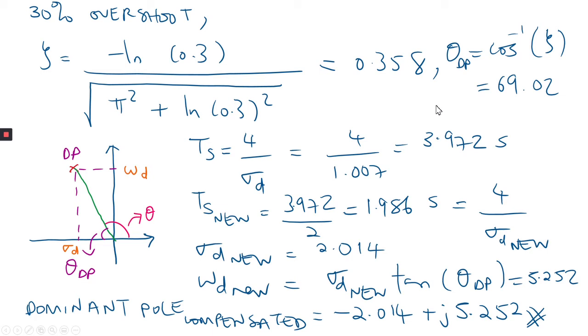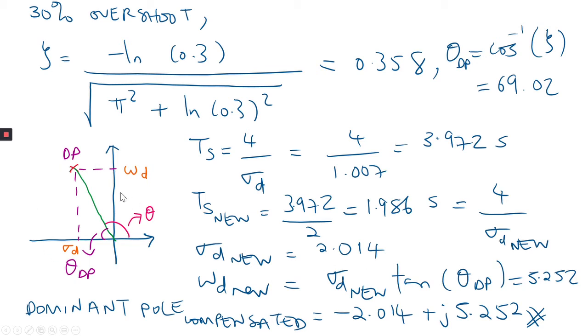And using the closed loop dominant poles, we can determine the uncompensated settling time, which is using this formula, and this is the real part of the uncompensated dominant pole. So we have 3.972 seconds. Based on the design requirement, we need to reduce the settling time by a factor of 2. So the new settling time is equal to the old settling time divided by 2. So this is our new settling time, which is equal to 4 over new sigma_d. From this value of new settling time, we can determine the new sigma_d, which is equal to 2.014.